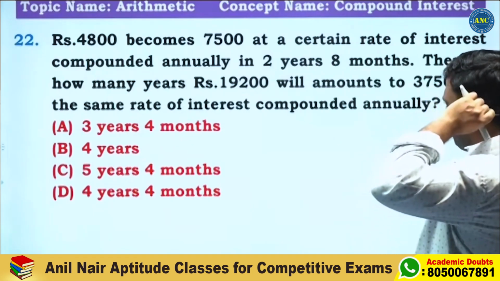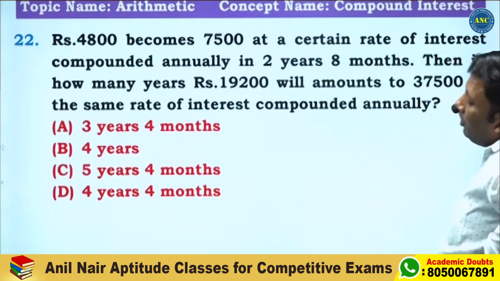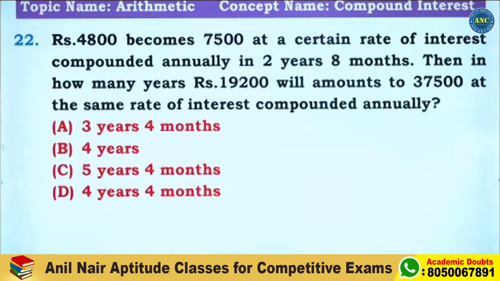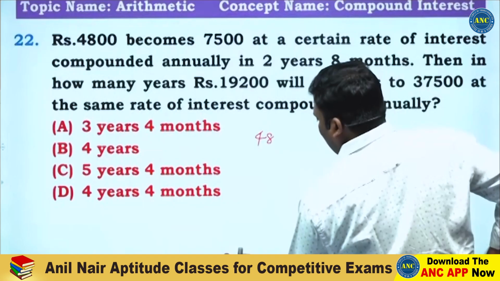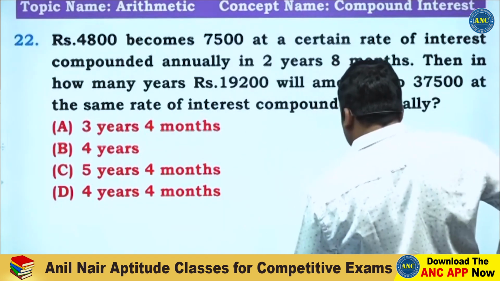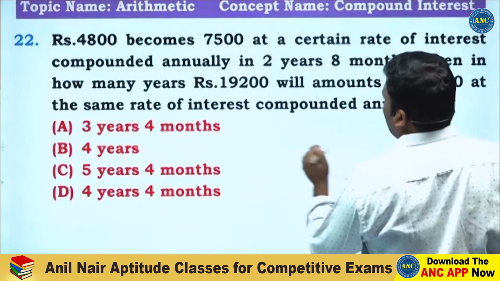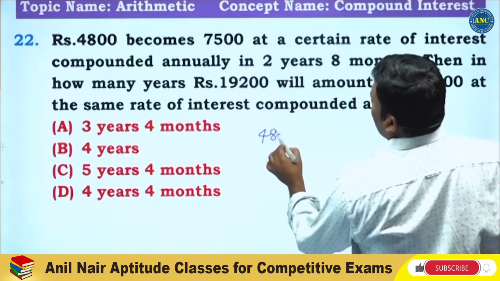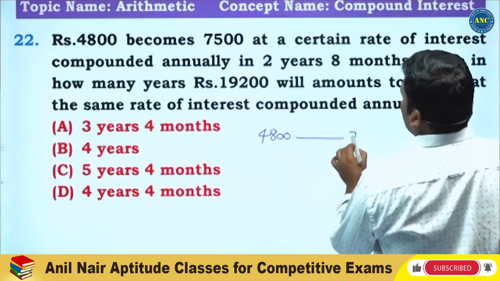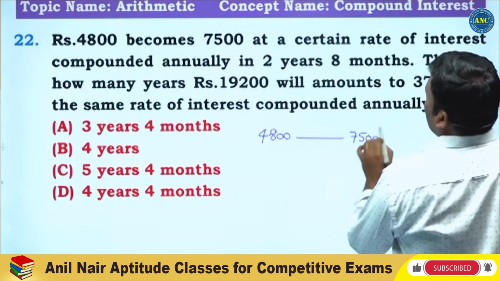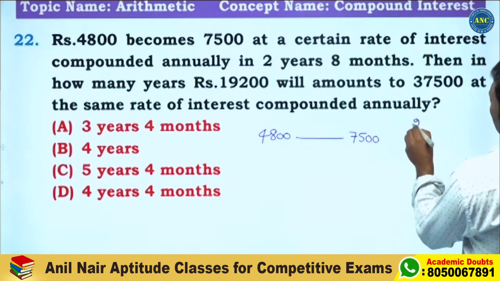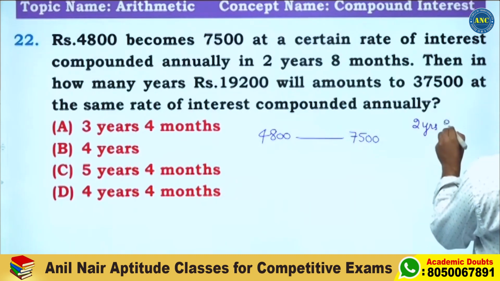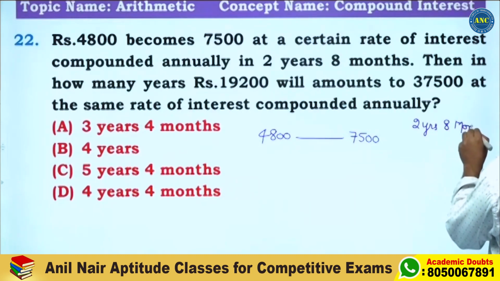Now another question. 4,800 is becoming 7,500. 4,800 is becoming 7,500 at a certain rate of interest compounded annually in 2 years 8 months. It is in 2 years 8 months.